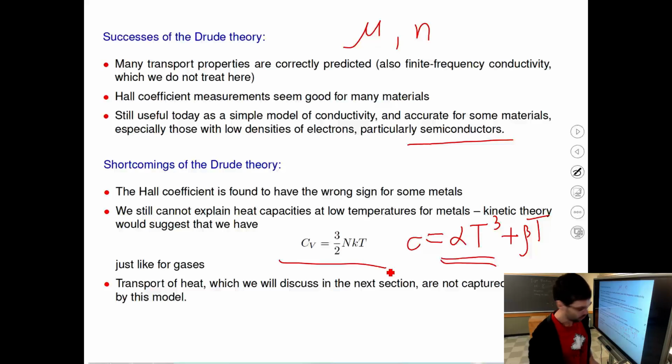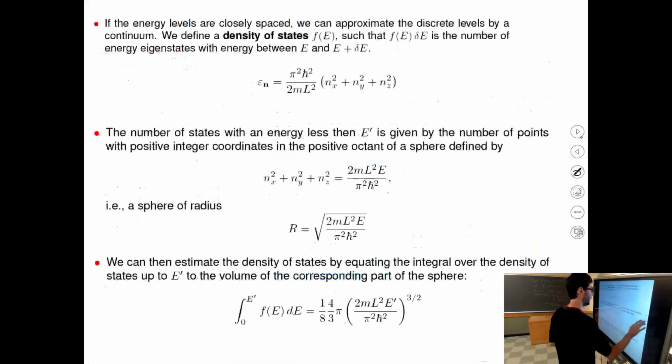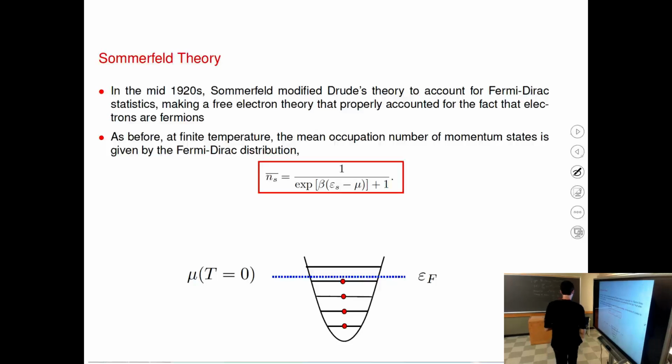So this brings us to Sommerfeld theory. Sommerfeld theory is a theory where, most importantly, we assume that electrons are fermions. And electrons being fermions means that there is only one electron per quantum state, right? And the average occupation of a quantum state is given by this Fermi-Dirac distribution, which is depicted here in cartoon form.